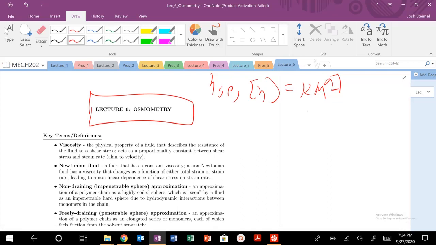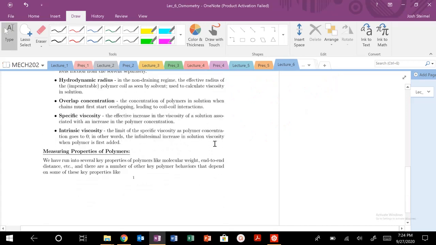So with membrane osmometry, we're going to be able to gather a little bit more information as well. We're going to try to figure out how we could measure our number average molecular weight and our chi parameter in a single plot, in a similar way to what we did for intrinsic viscosity. So that's what we're going to be discussing in this series of videos.